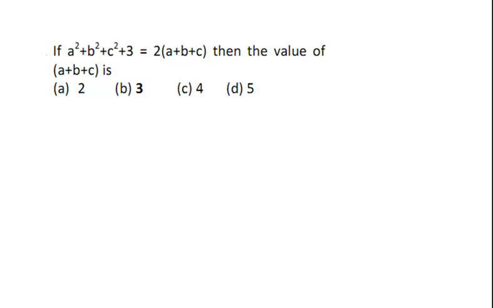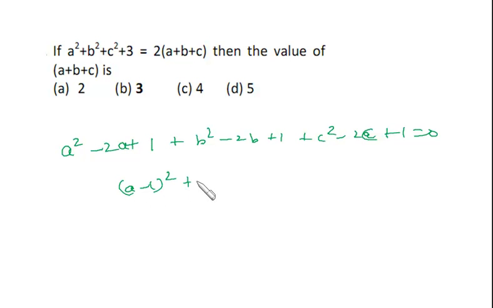So it is a simple expression. We have already done this sort of problems. See here, it is a square, just take this 2a this side, and this 3 can be broken up into 3 ones. So 1, 1, 1. So it is this, then b square minus 2b plus 1 plus c square minus 2c plus 1 is equal to 0. So precisely it is a minus 1 whole square, b minus 1 whole square plus c minus 1 whole square, that is equal to 0.